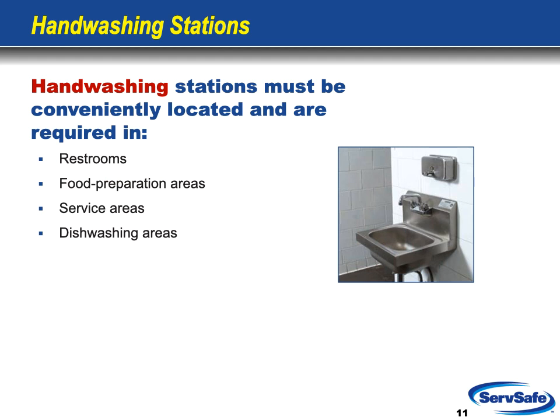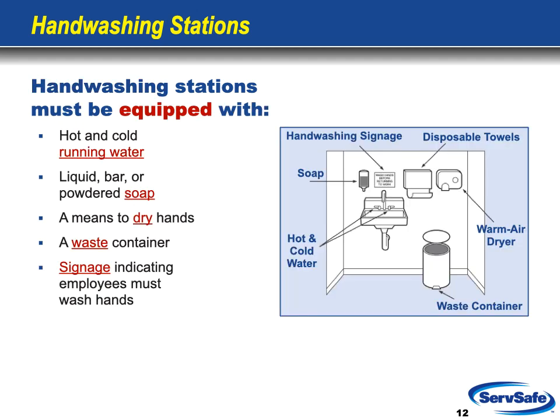Hand washing stations need to be conveniently located so employees are encouraged to wash their hands often. These stations must be operable, stocked, and maintained. Hand washing stations must be supplied with a mixing valve or a combination faucet at the temperature of at least 100 degrees. Liquid soap is generally preferred, and some local codes require it.